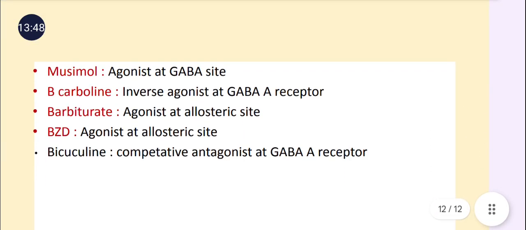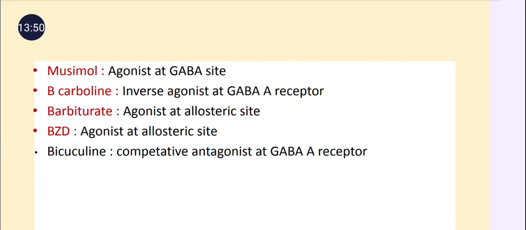Then this is about the agonist and inverse agonist. The names of these drugs are important, that is muscimol. Muscimol is an agonist at the GABA site on the GABA A receptor. Means muscimol is a drug that binds to the GABA A receptor exactly at the same position at which the GABA neurotransmitter binds. And beta carboline is the inverse agonist at the GABA A receptor.